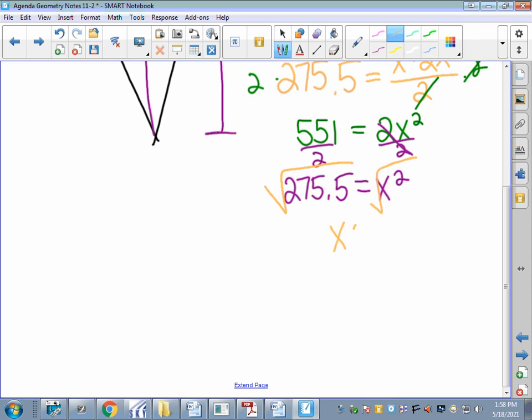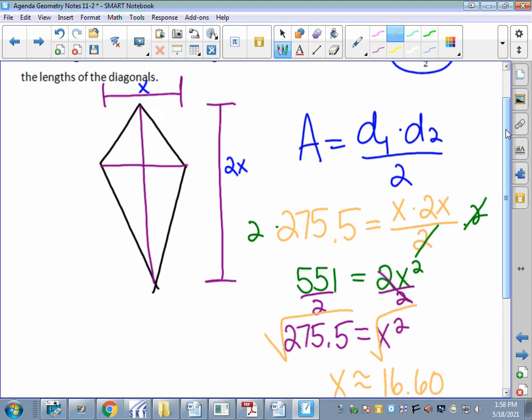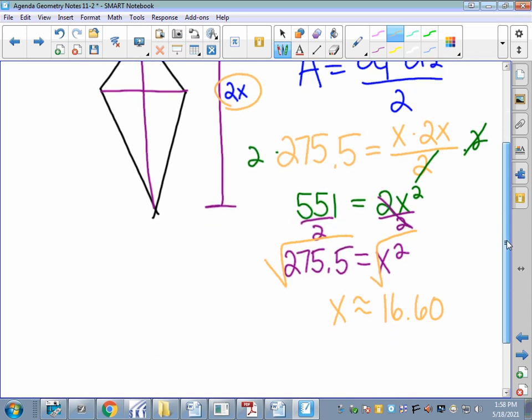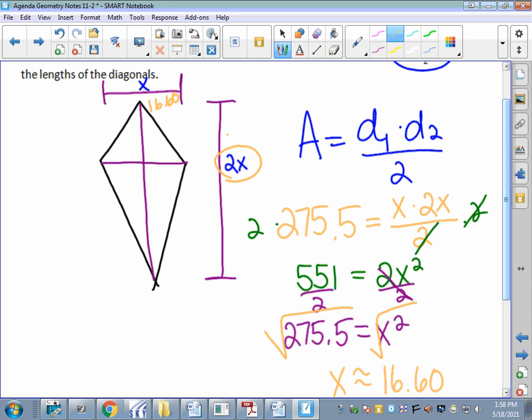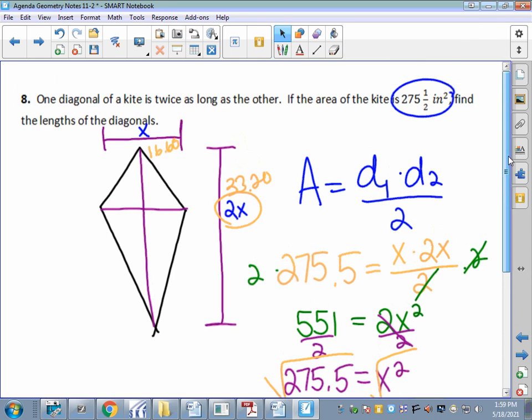It's probably not going to come out super nice. It's going to come out to something like 16.60. I always go to 2 numbers after the decimal. So one of them, this diagonal is 16.60. Could you figure out this diagonal right here? The other one would have to be 2 times that, right? So somewhere around 33.2. 33.20. I think it'd be inches, isn't it? Yes, inches.